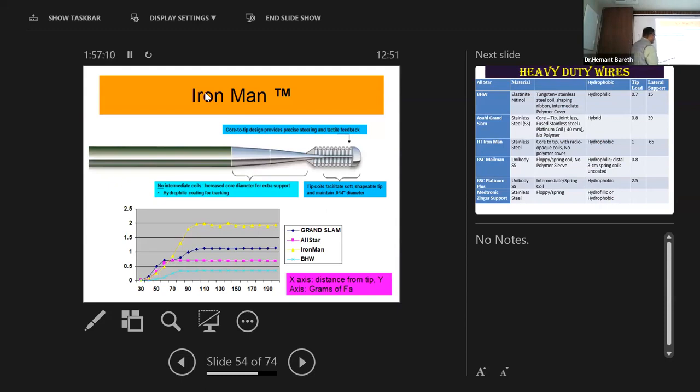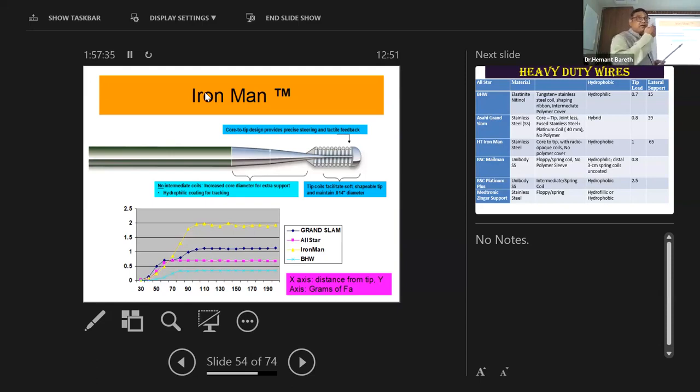So you see, BSW lies here, and then comes this one, which is the All-Star wire. This is the Grand Slam, and this is the Iron Man. So Iron Man, as you can see, has the highest support. And so for practically all kinds of lesions, you can use this.